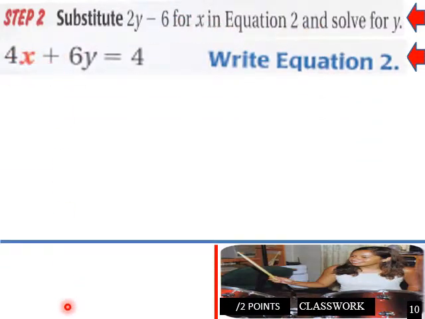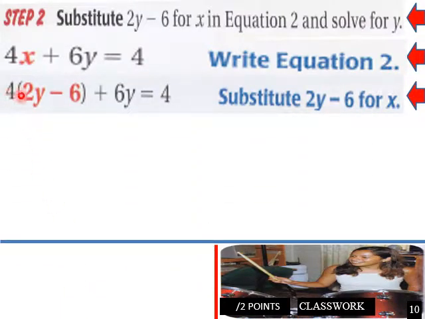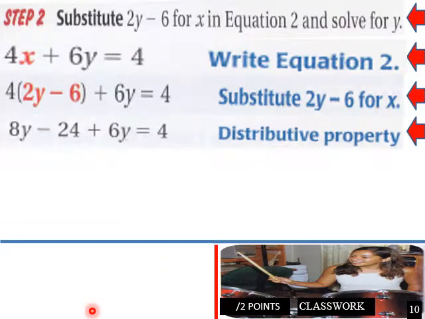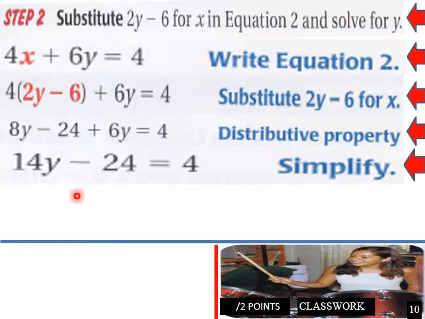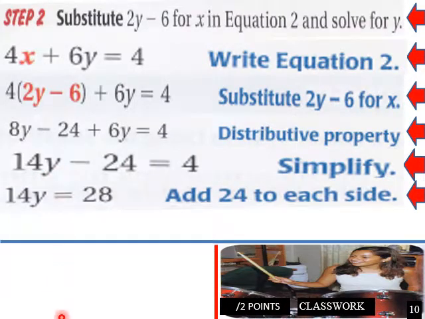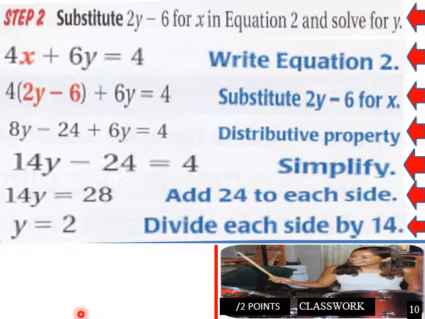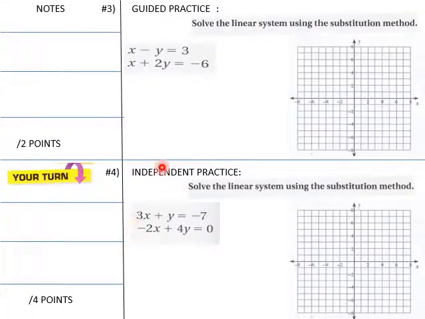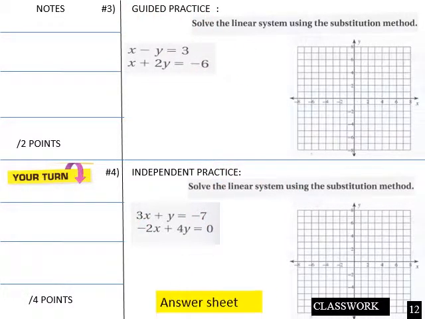So we put that in here. 4 times 2y minus 6 plus 6y equals 4. And then we do our distribution, multiplication. We get 8y minus 24 plus 6y equals 4. We continue to solve for y here, and we get 14y equals 28. And then y would equal 2. So now we're going to solve this system here. Students, you're going to solve this here. Watch carefully as we do the guided practice.